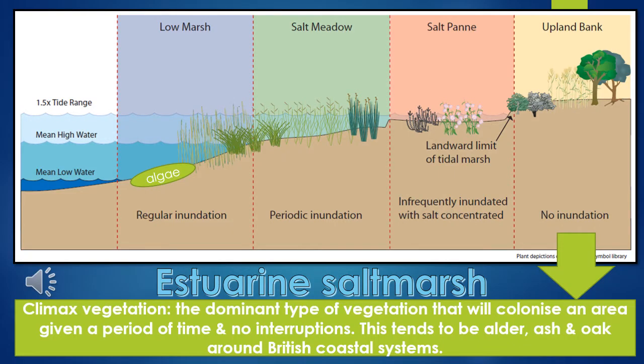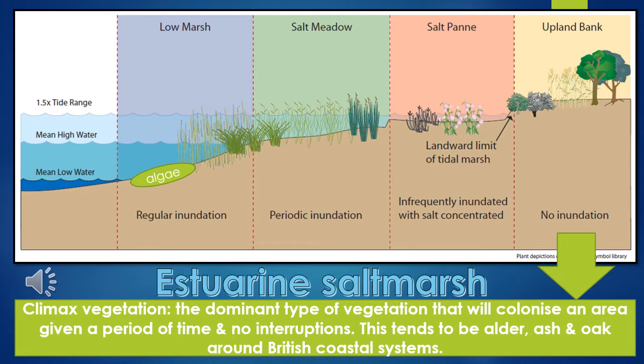Okay, so this one shows a cross-section of the timeline of salt marsh development. So we're going to start with the low marsh. Now, eventually the low marsh will become the uplands bank if the situation allows it. So imagine this is like a timeline. We start on the left, we work our way to the right, and I'm going to talk you through each stage.